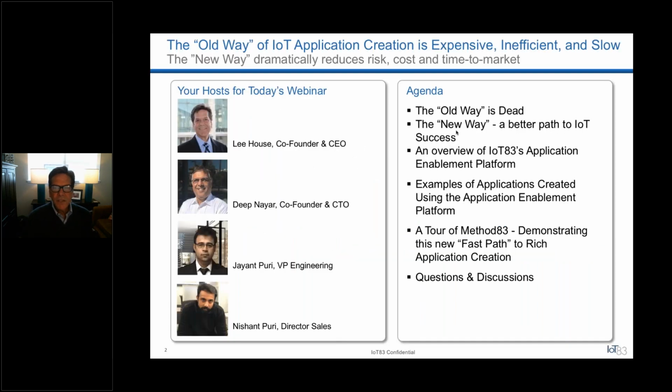Just quickly, the agenda that we're intending to go through: talking a little bit about why the old way is dead, what the new way is, and an overview of IoT 83's application enablement platform. And then we're going to show you some examples of applications created using our application enablement platform, and then give you a tour, a demonstration of how this platform is the new, or can be the new, fast path to rich application creation, and then go into any questions or discussions that you might have.